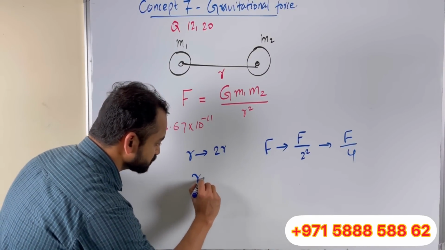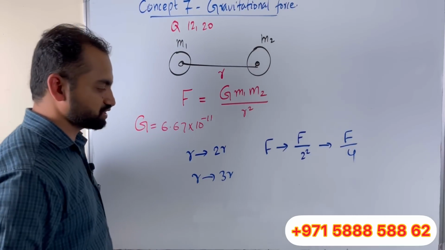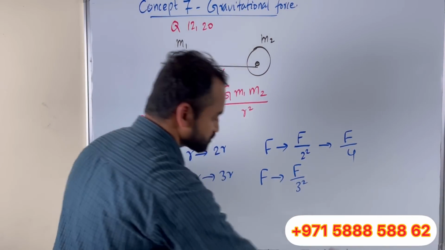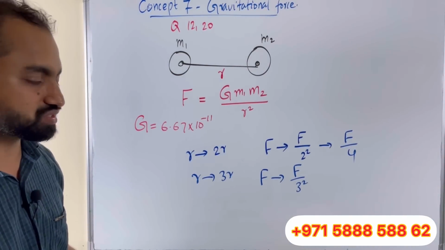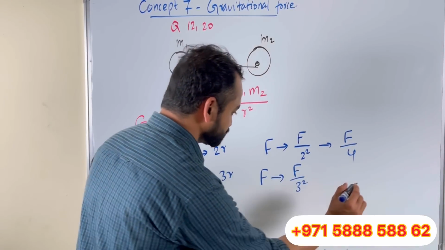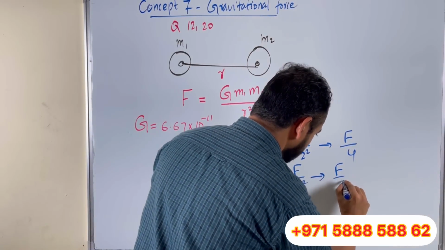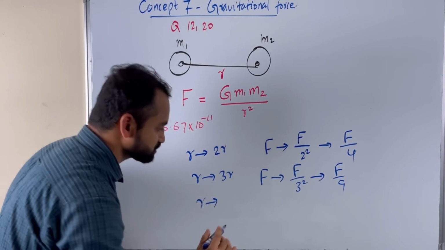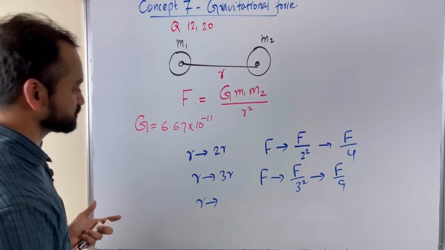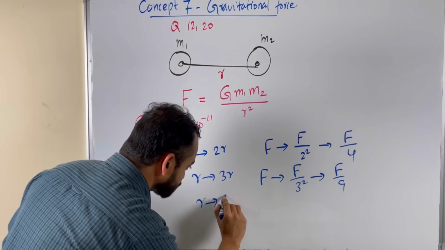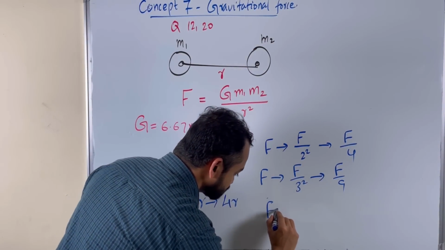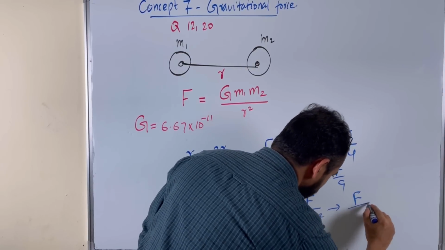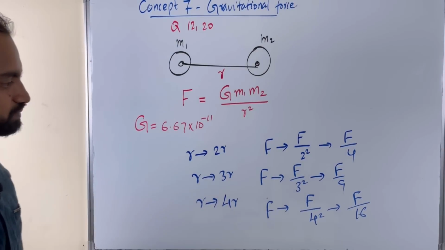When r changes to 3r, F changes to F divided by 3 squared. The force reduces, right? How much is F by 3 squared? It is F by 9. When you make the distance 4 times, 4r, what will be the change in the force? The force changes to F divided by 4 squared. 4 squared is 16, so F by 16.